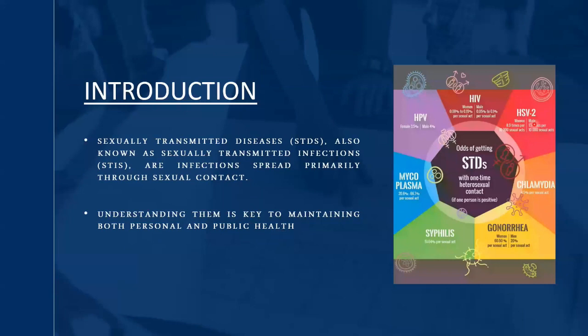So here is the diagram. STDs can be due to mycoplasma, HPV virus, HIV, chlamydia, gonorrhea, syphilis. These are different types of bacteria and viruses. We will go through them and see them one by one in the next slides.